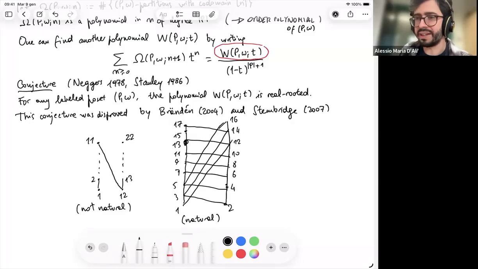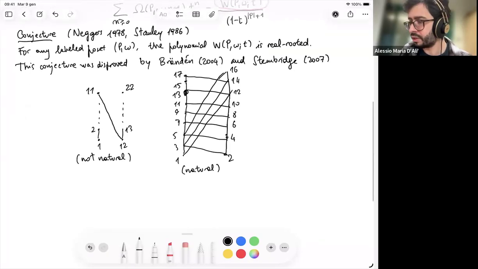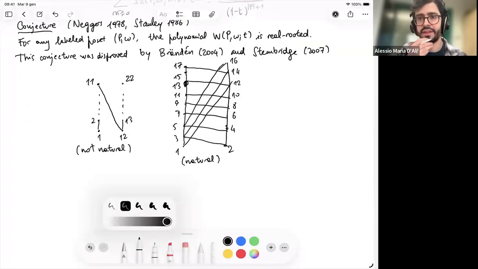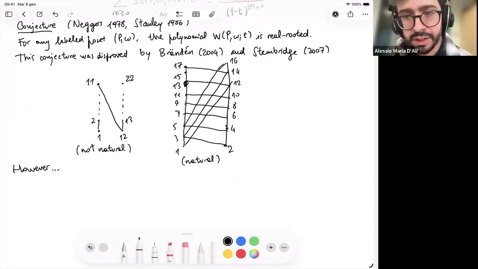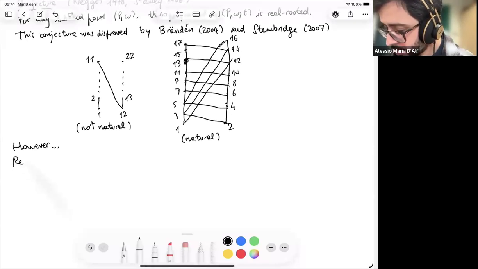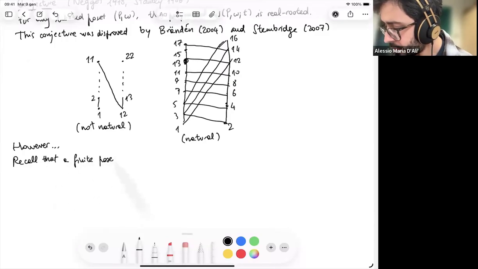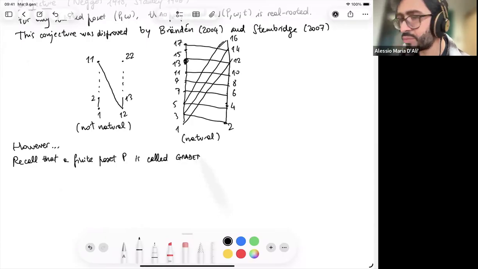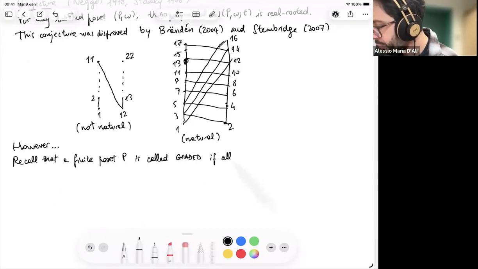Okay, so it looks like the conjecture itself does not work. However, there is still something that could be true. Sorry about the handwriting. I'm just trying to get used to my iPad. So, recall that a finite poset P is called graded, and here I'm gonna state one of the two possible definitions of a graded poset. So for my talk, graded means that all maximal chains have the same number of edges.